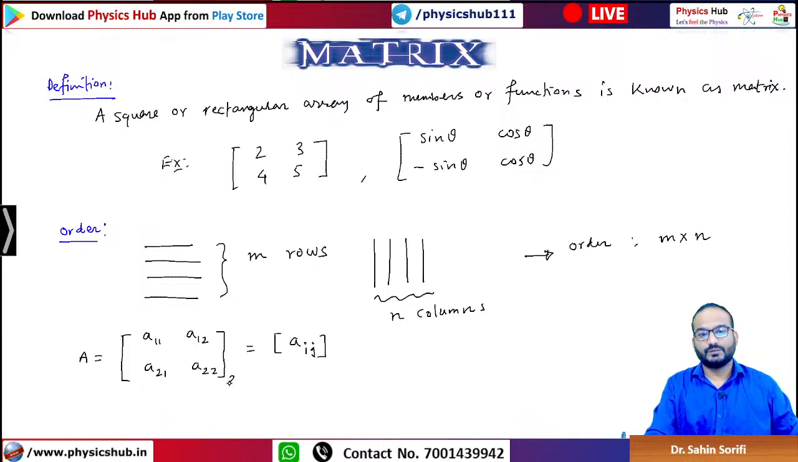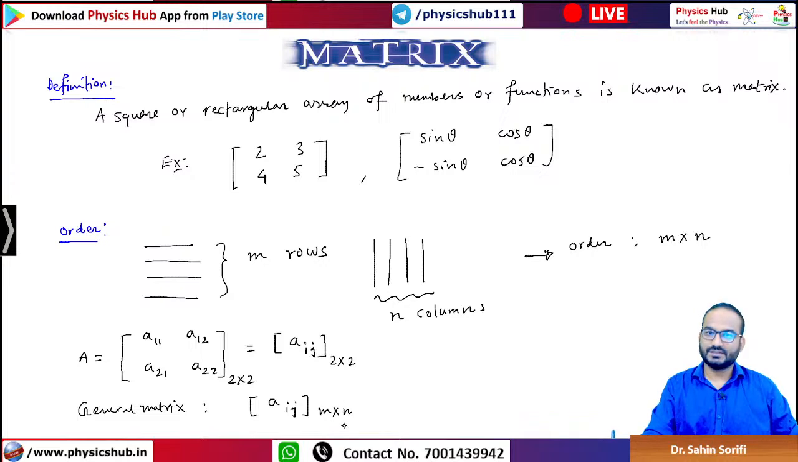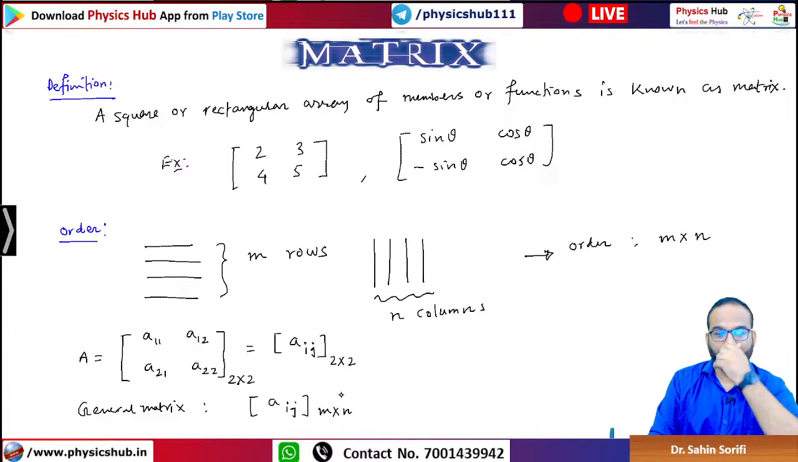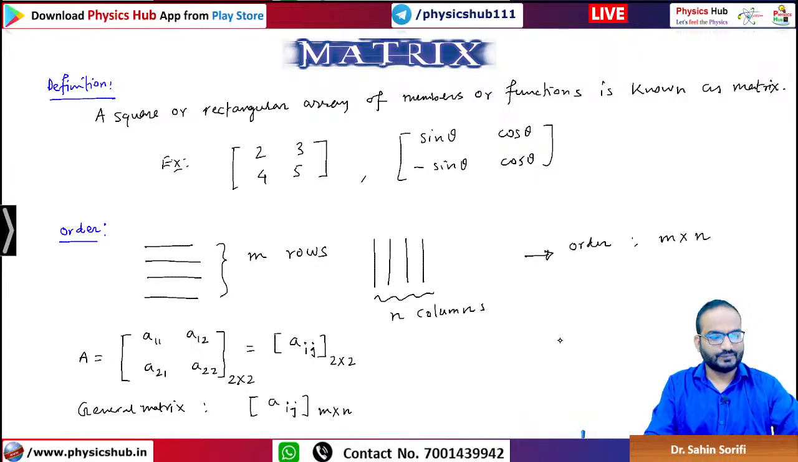So this is a 2 by 2 matrix. You write it in this way, 2 by 2. Now any general matrix, you can express it in this way, Aij, m by n. It represents an m by n matrix, and the elements are Aij. By pairing the different values of i and j, we can construct the matrix.